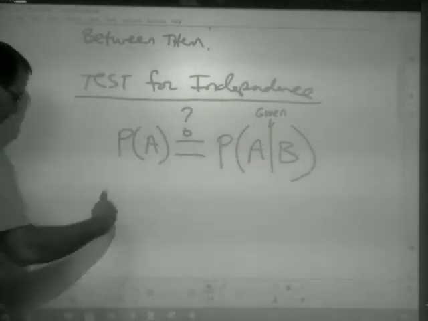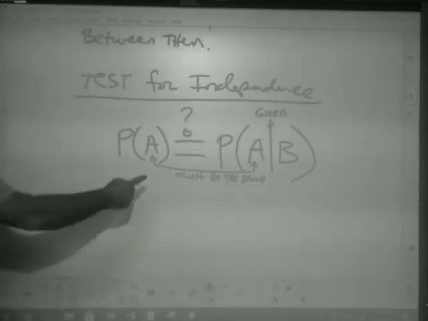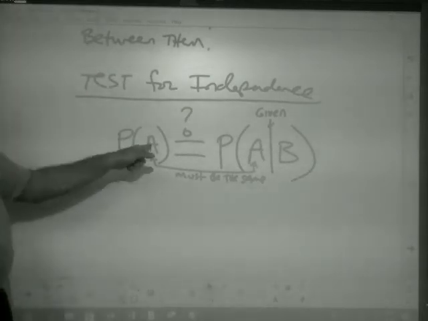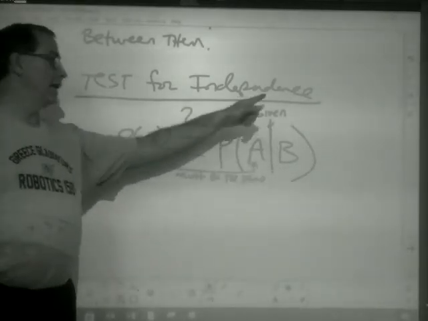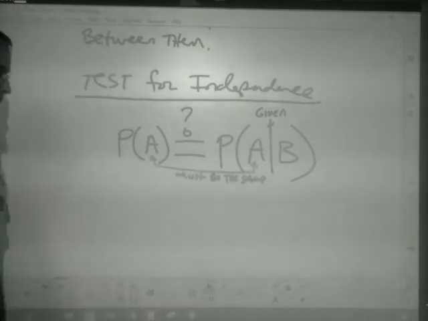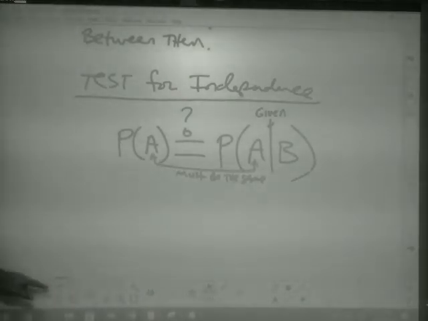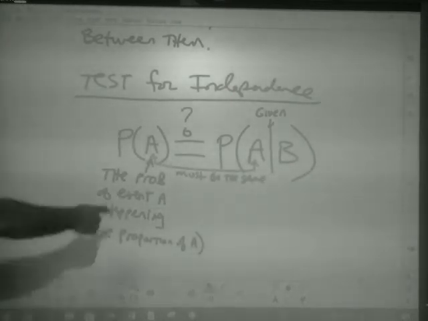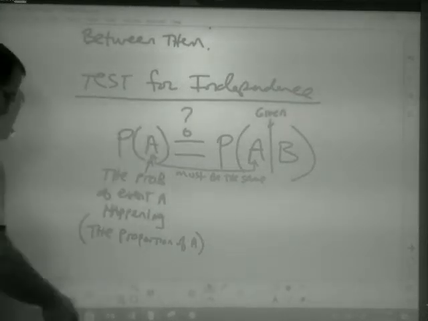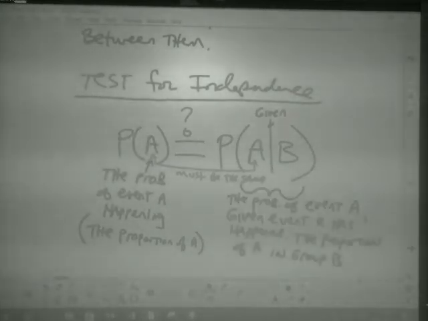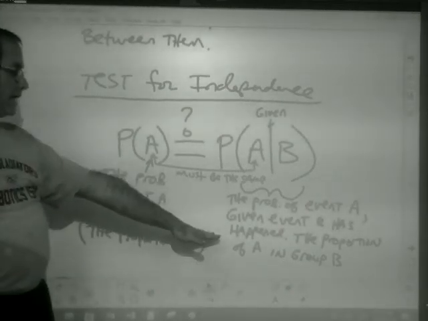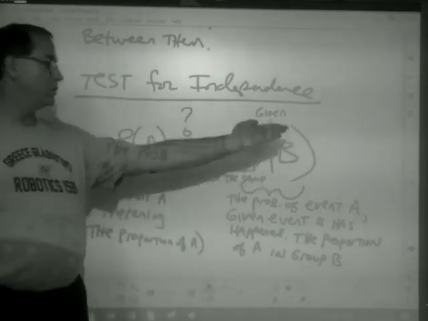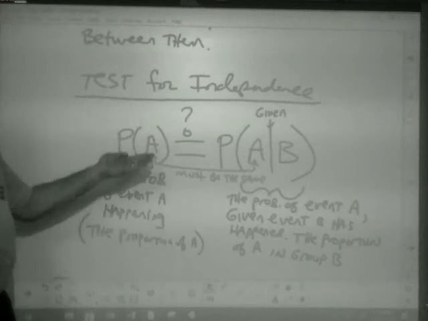All right, so a couple things. When you write this formula, these must be the same letter. They have to match. So whatever you write here, again, and then your given line, and then the other variable. The probability of event A happening is what this is. And the probability of event A given event B has happened, or the proportion of A out of all of the group B, is what this is. This is the conditional piece. This is like a marginal piece over here.